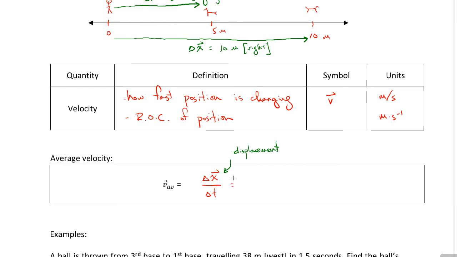Remember from previously that the displacement is equal to position 2, or the final position, minus position 1. That's what the delta means, the difference. And similarly, this is time 2 minus time 1.